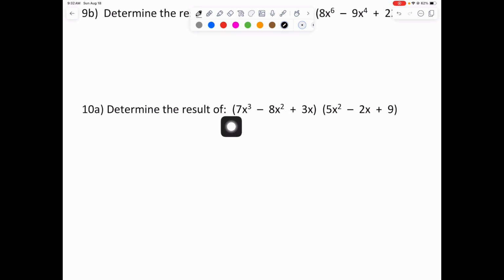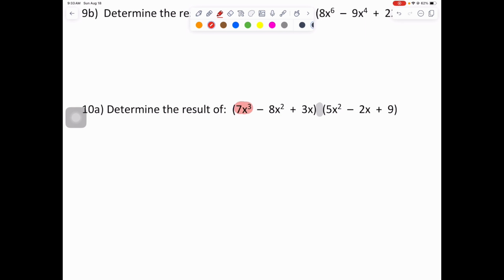We have determine the result of 7x cubed minus 8x squared plus 3x, times 5x squared minus 2x plus 9. All right, this is going to take a little bit of time, only because, yes, great job. What did you guys notice? The space between, what do we need to do? Yes, you are correct. We need to distribute.